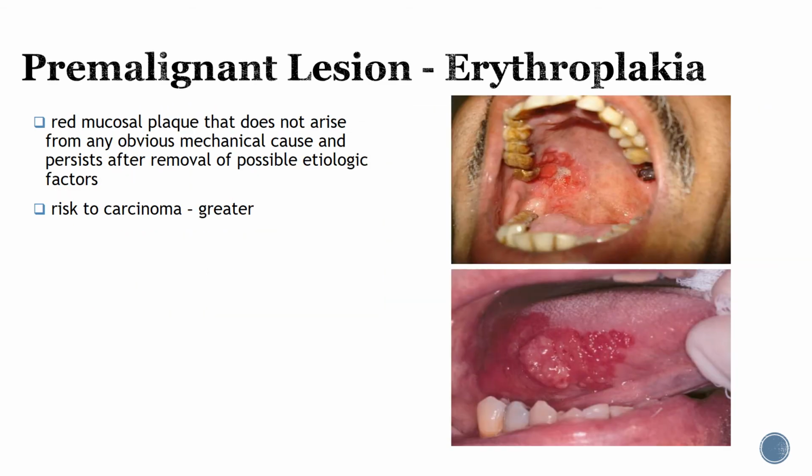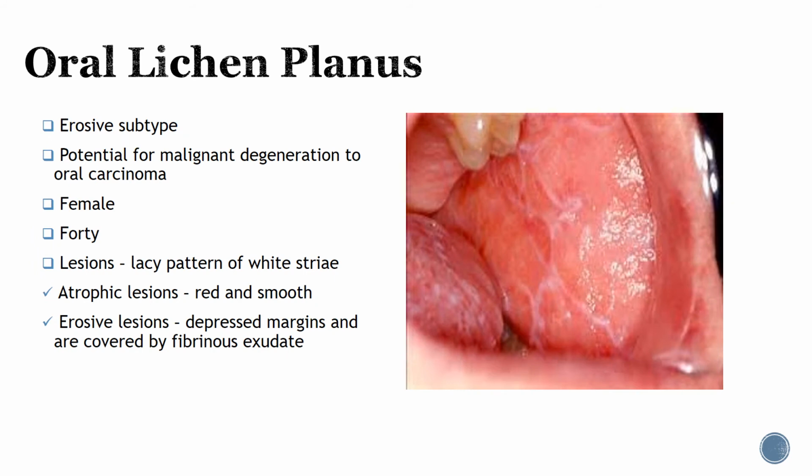Erythroplakia is a red mucosal plaque that does not arise from any obvious mechanical cause and persists after removal of possible etiologic factors. The associated risk for progression to carcinoma is significantly greater than for leukoplakic lesions.